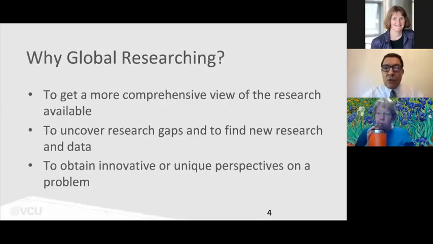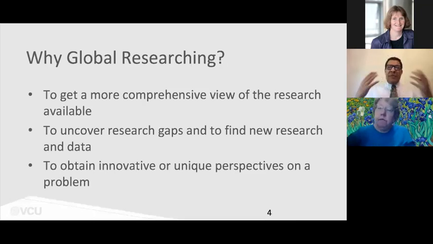Why global researching? Why do we do global research? I was thinking about this, and my initial thoughts came together around these major ideas. We do global research to get a more comprehensive view of the research available, first of all. Second, we do global research to uncover research gaps and to find new research and data.